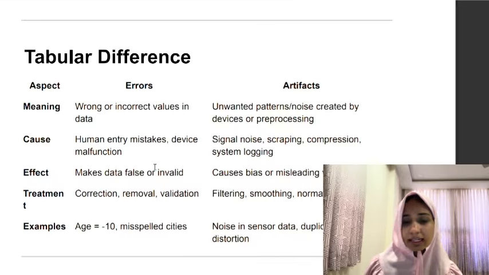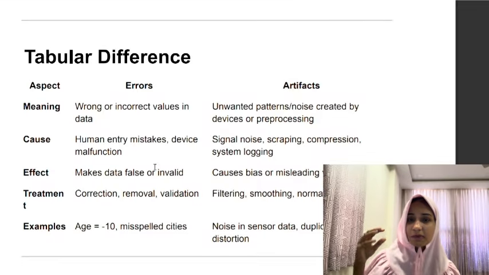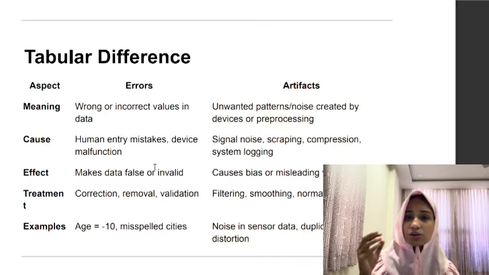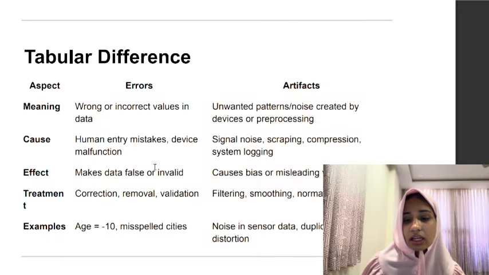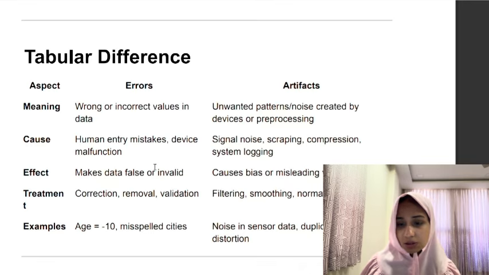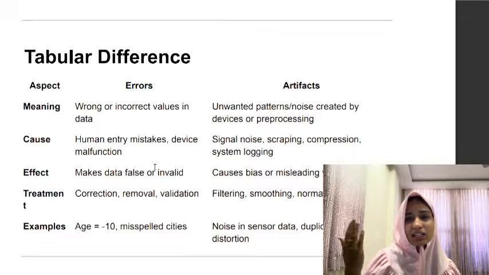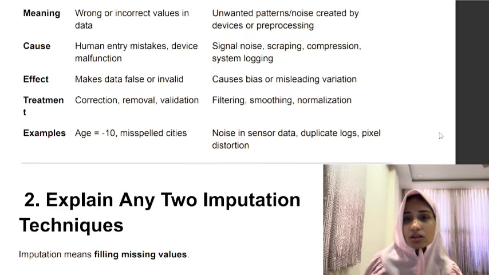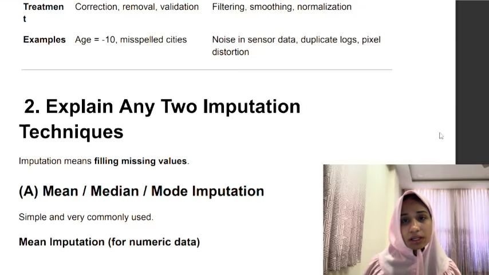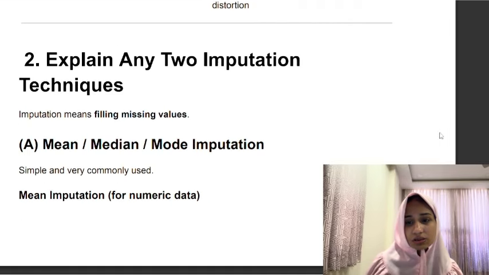Like age is -10, or a misspelled city. So these are the errors which we make while manually making entries, or incorrect values which we insert. And artifacts, like noise in sensor data, are unwanted patterns or noise which occur when we are pre-processing, cleaning, or transferring data. So noise in sensor data, duplicate logs, pixel distortion: these are examples of artifacts.